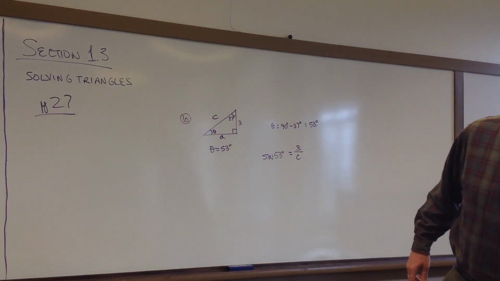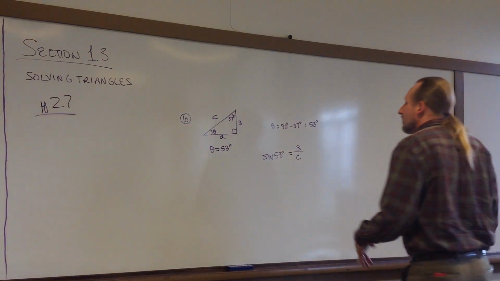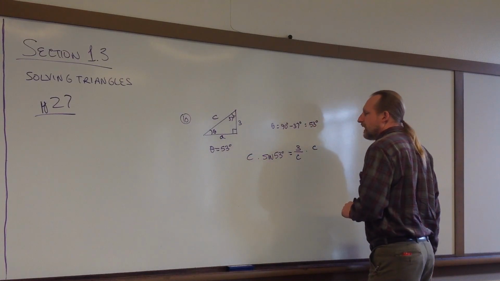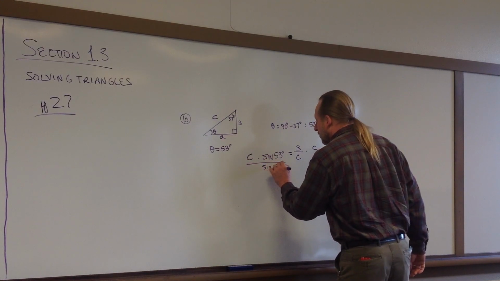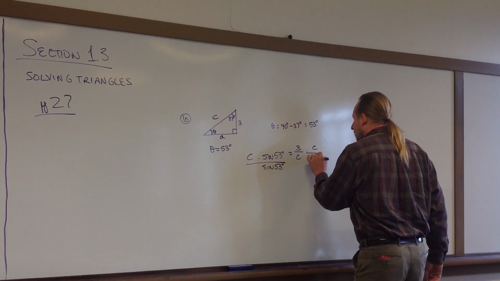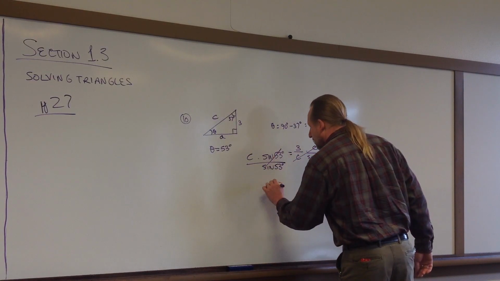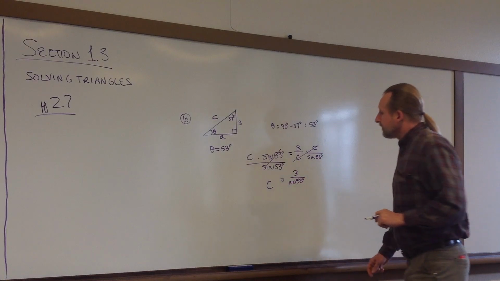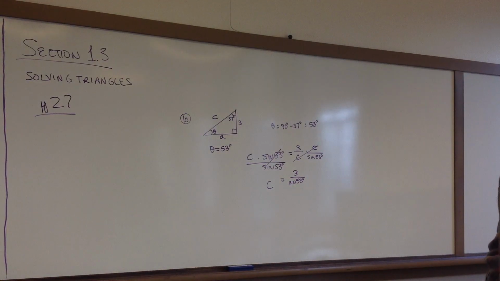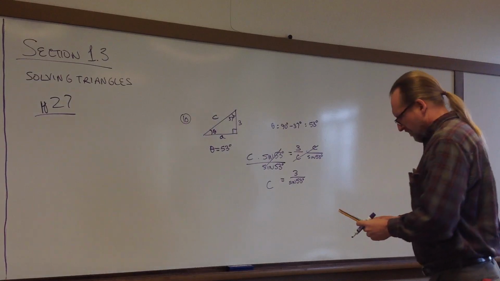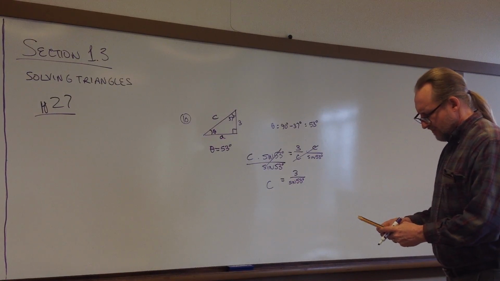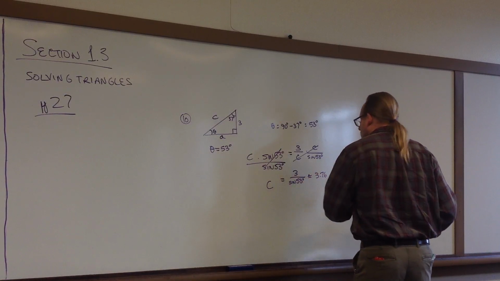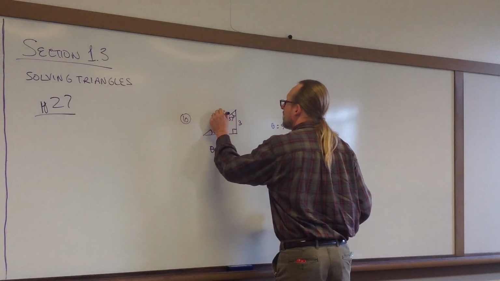There's nothing so terrible about this. I could set it up to make the algebra easier. I'll talk about that in a minute. But what I'm going to do here is multiply on both sides by c and then divide on both sides by the sine of 53 degrees. So those cancel, and here c is going to be 3 divided by the sine of 53 degrees. So let's see what that comes out to. 3 divided by the sine of 53 degrees comes out to about 3.76. 3.76 for the hypotenuse.